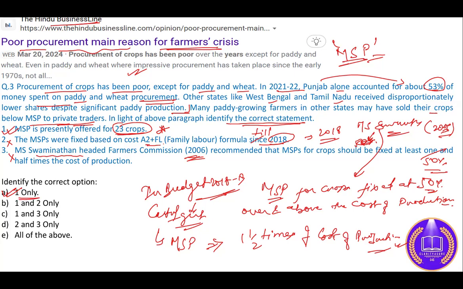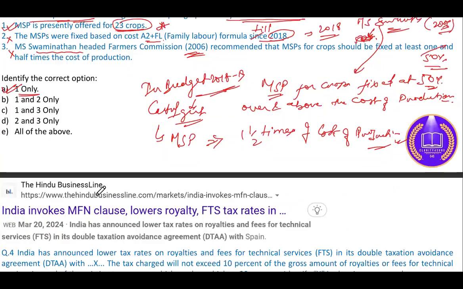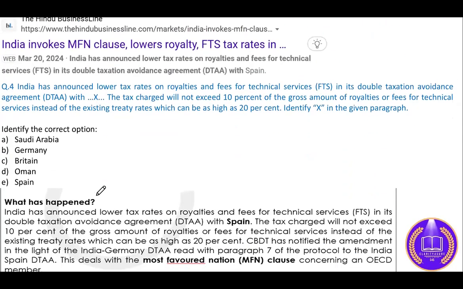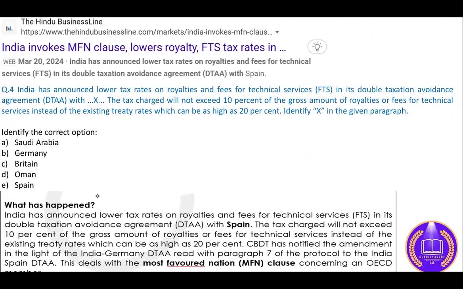That is, MSP is offered for 23 crops. Let's see another question. India invokes the MFN clause, most favored nation clause, and lowers the royalty and FTS tax rates with which country? This is the question. India has announced to lower the tax rates on royalties and fees for technical services, FTS, in the double taxation avoidance agreement with a country named X. You need to identify that country.